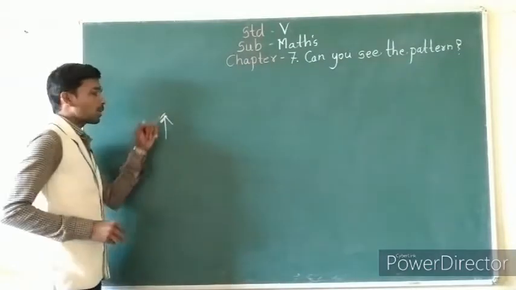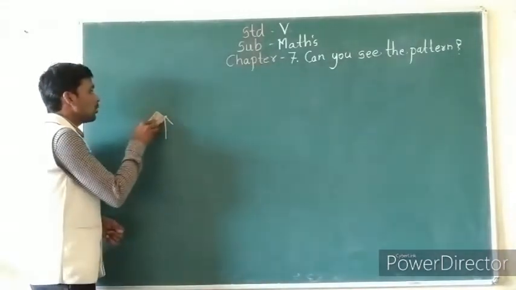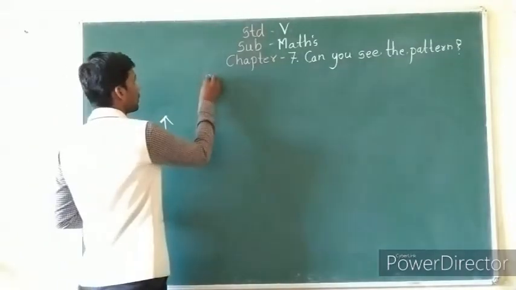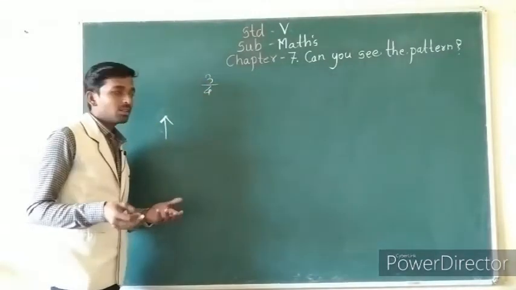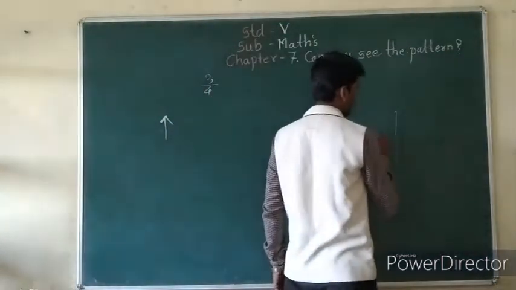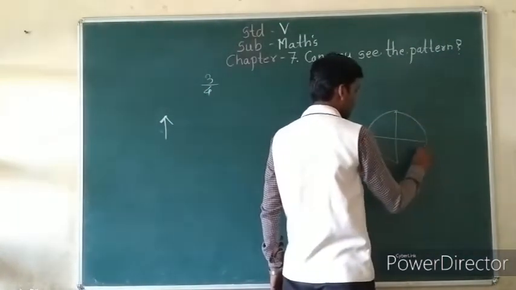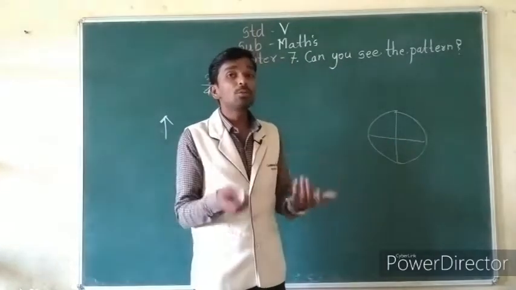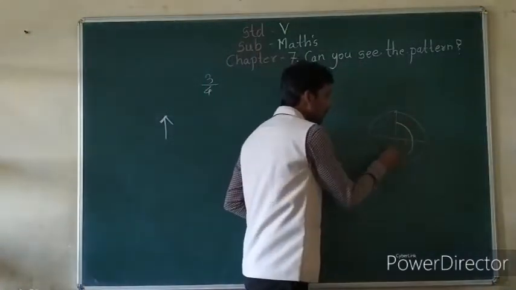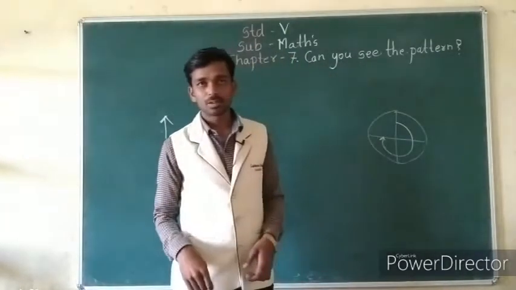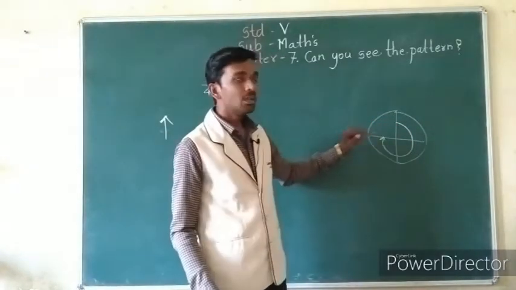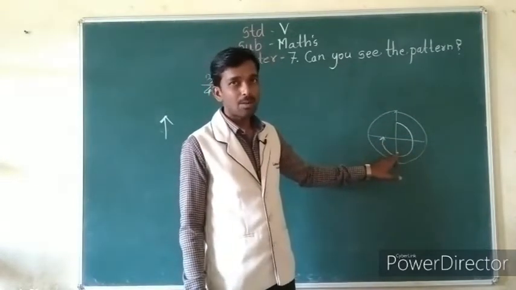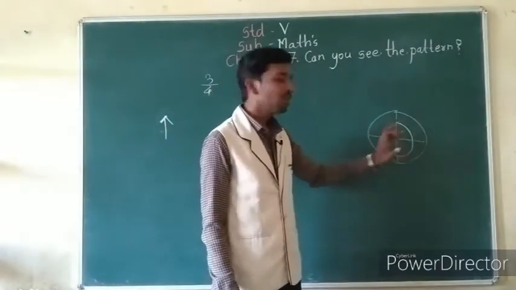See, this arrow is upside, the arrow goes upside. Here we have to take 3/4. What is meant by 3/4? See, I will show you. This is a circle. That circle is divided into 4 equal parts. In that 3/4 turn, from here to here, that is called 3/4. Half means from here to here, that is called half. 1/4 means from here to here, that is called 1/4.